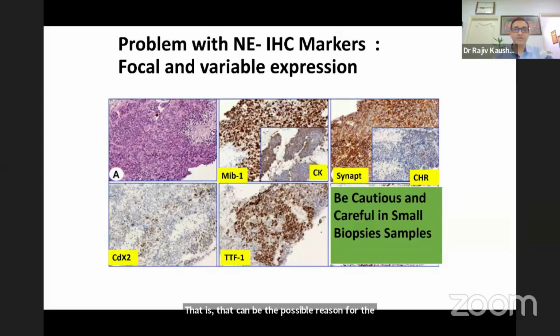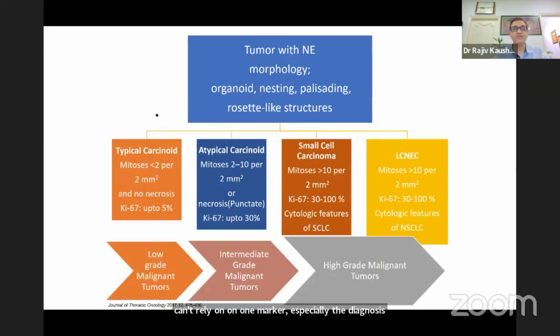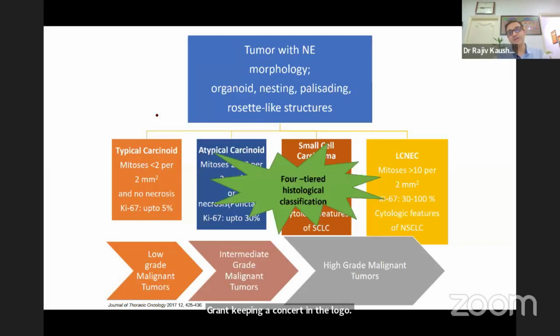Now, the problem in the diagnosis, the most common one we face routinely, is that the expression of these markers is usually variable, and you can't rely on one marker. The diagnosis can be especially challenging on biopsy. This is the summary of the four diagnostic categories on histopathology. But from the treatment point of view, in the three-tier system, typical carcinoid is in the low grade neuroendocrine tumors, atypical in the intermediate grade, and small cell and large cell in the high grade.